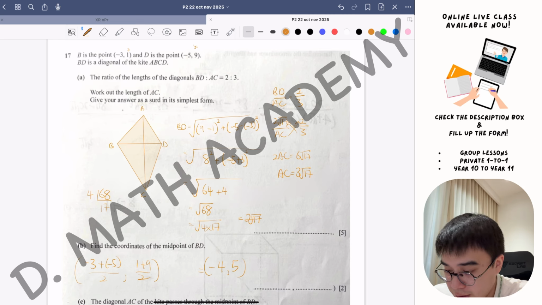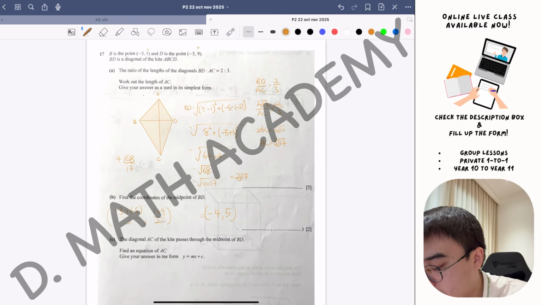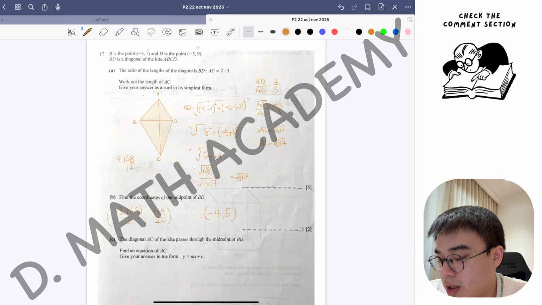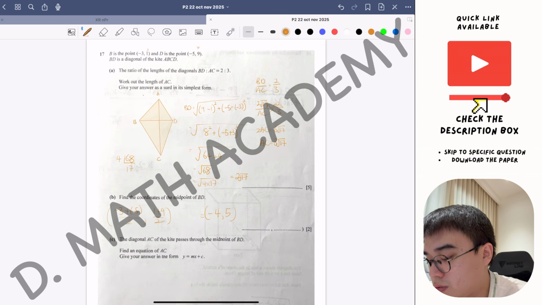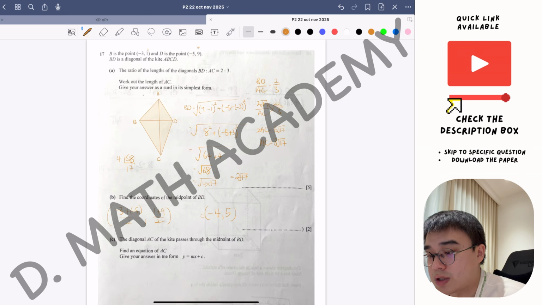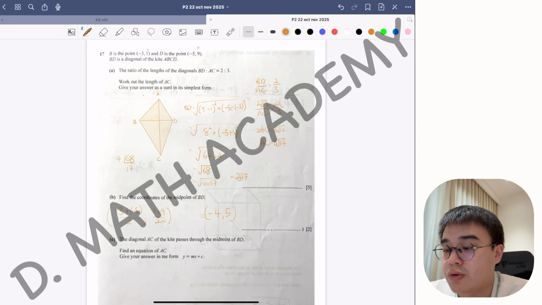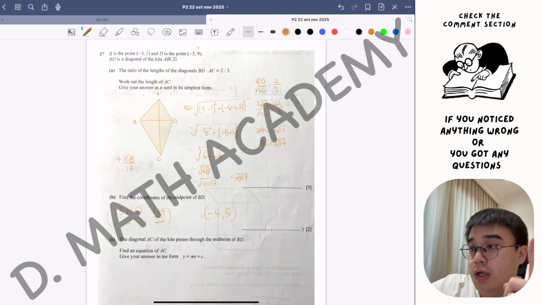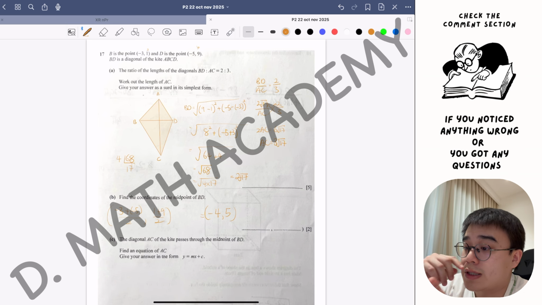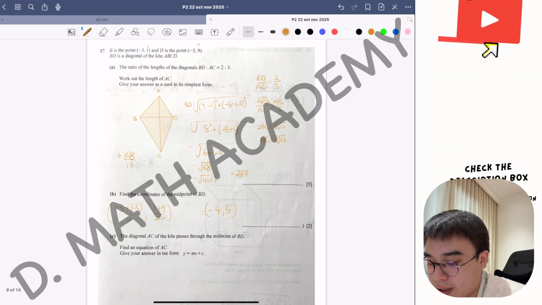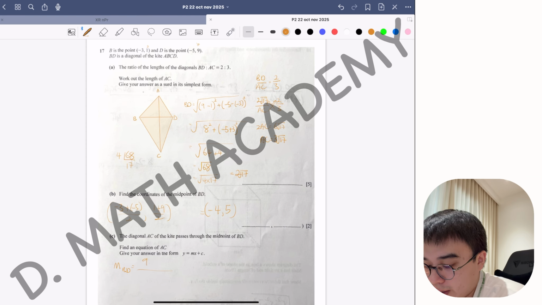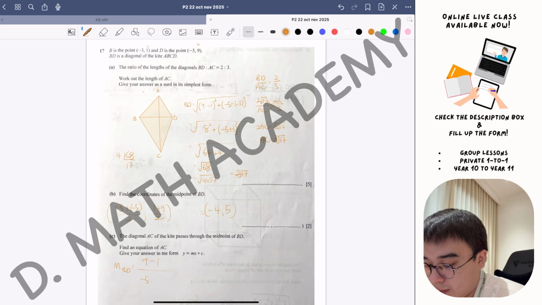Okay, as our midpoint. So last part, the diagonal AC passes through the midpoint of BD, and then they want us to work out the equation. Okay, that's very interesting. So you must take note of the relationship of the diagonals in a kite. They're perpendicular. So they cross each other, which means the gradient will be tested here. So I will find my m of BD first. That is by having these two minus each other, these two minus each other.